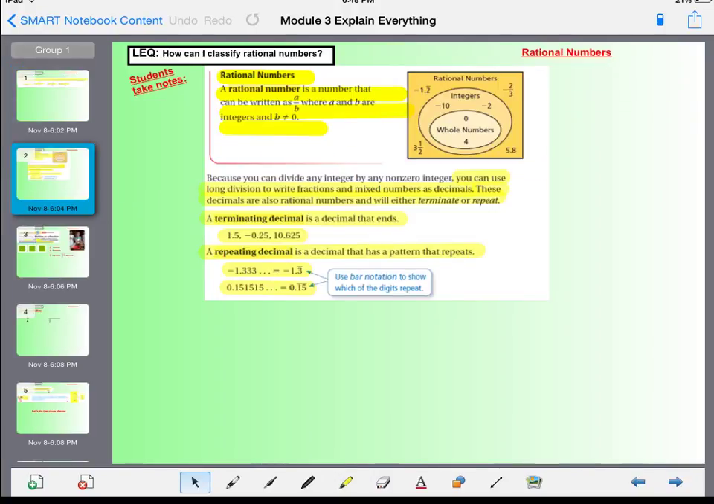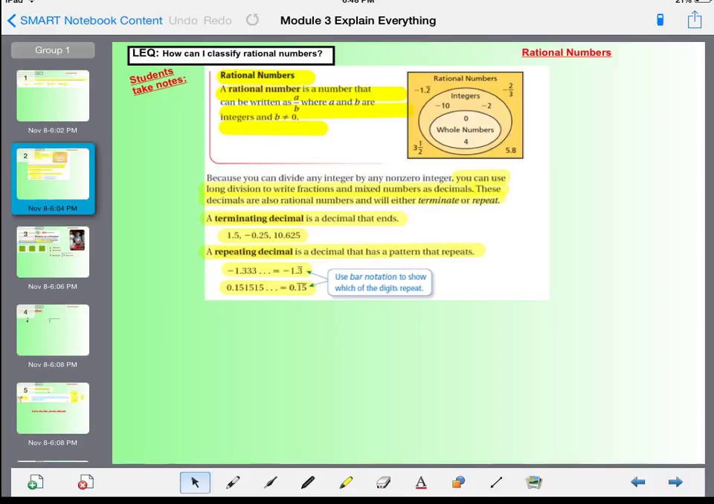A rational number is a number that can be written as a numerator divided by a denominator, where the numerator and the denominator are integers and your denominator can never be 0. You can't divide by 0.